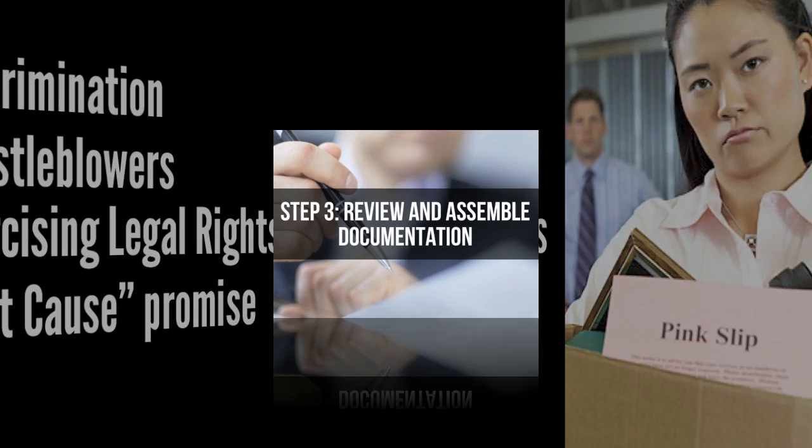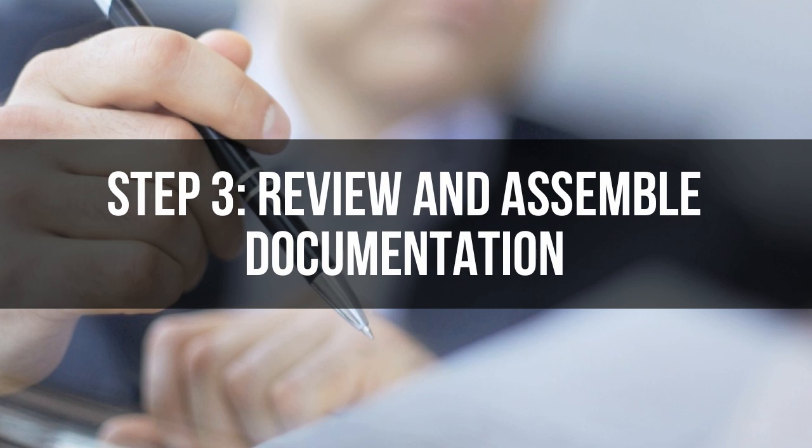Step 3. Review and assemble documentation. A list of documents you should bring to the termination meeting includes a detailed letter that outlines the status of your employee's benefits, vacation pay, unused sick time, repayment of advances, and payment of money owed to the employee. An explanation of benefits like COBRA, final paycheck or severance check.